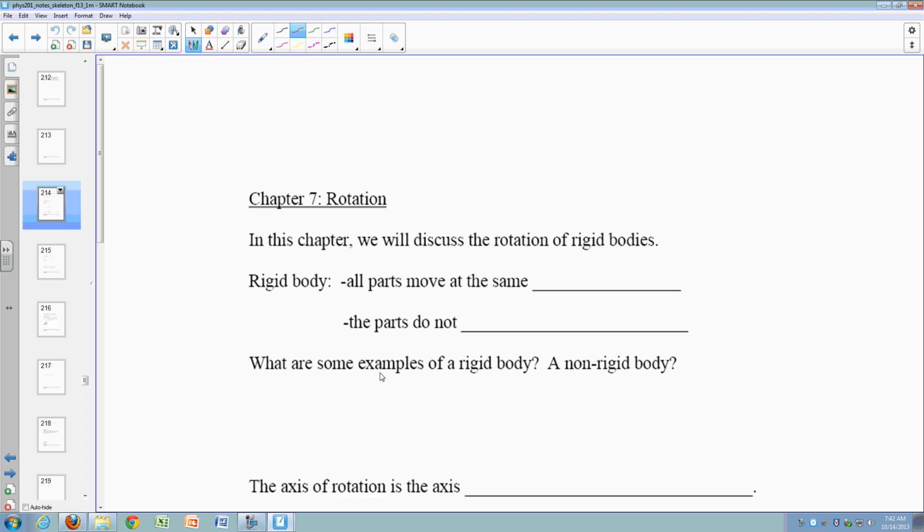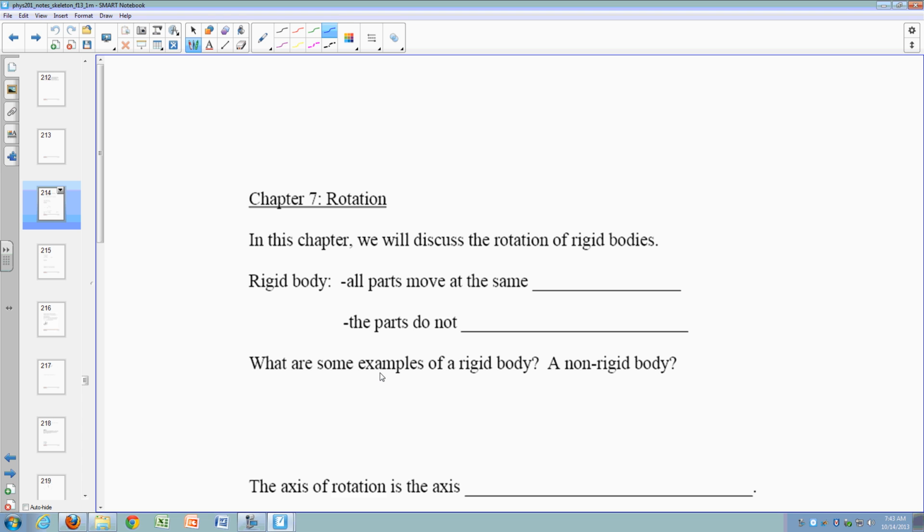Where we had x before, we'll have a different variable, theta. Where we had v and a, we'll have different variables as well. So we're going to talk about the rotation of rigid bodies. And a lot of things are rigid. In fact, most things that we think about when they rotate are rigid, with the exception of fluids. Fluids obviously are not rigid, and they require a whole other set of mathematical tools to deal with.